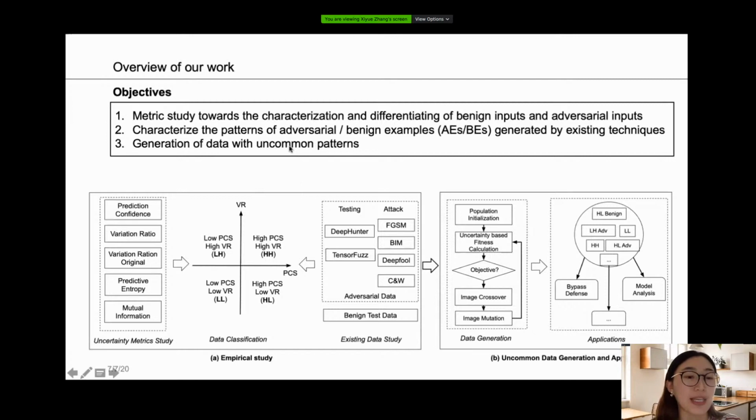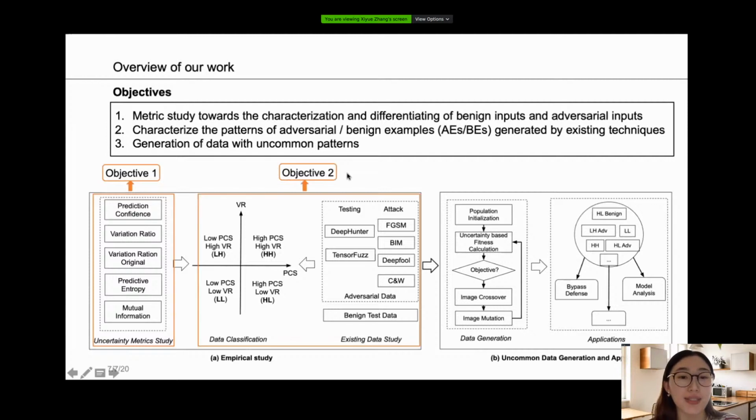This is an overview of our work. We intend to achieve 3 research goals. First, since there are multiple types of uncertainty metrics, we want to study their ability in differentiating adversarial inputs and benign inputs. Second, we want to characterize the data inputs generated by existing techniques and identify if there exist any uncertainty patterns. Finally, we try to generate data with uncommon patterns that are largely missed by existing techniques.